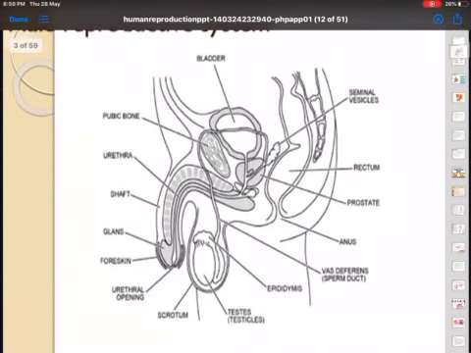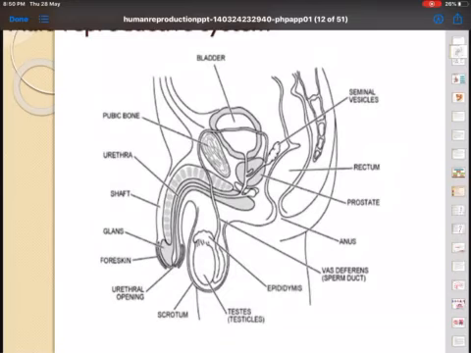So in male reproduction, let's understand the structures. The male reproductive system consists of gonads, that is, testes, or testicles. There will be a pair of gonads. These gonads are situated in a bag-like structure called the scrotum. The reason for this is that it provides a temperature lower than the body temperature, and that lower temperature is required for the testes to undergo the formation of sperms, or spermatogenesis. That is why the scrotum facilitates low temperature.